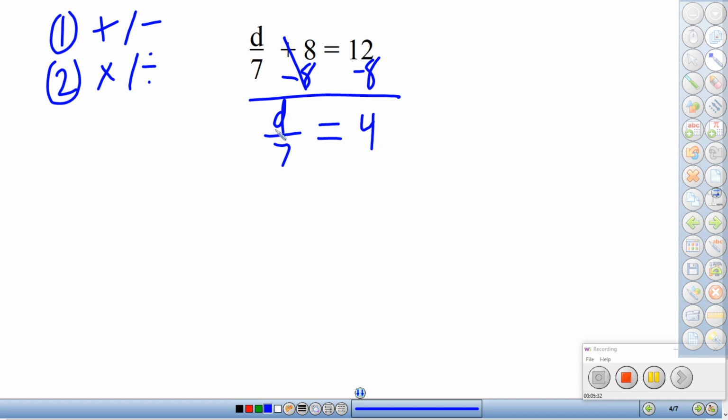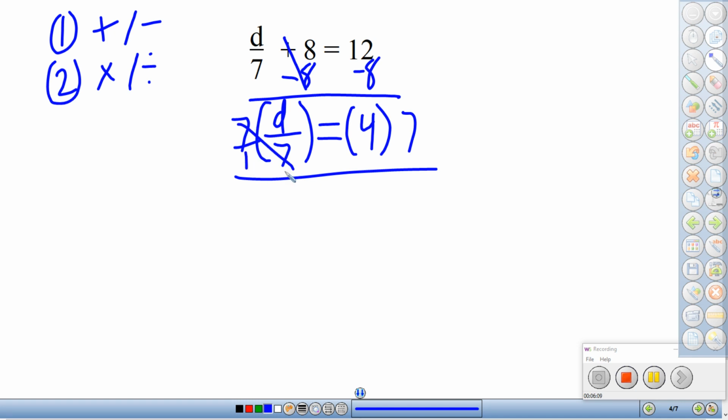Now, in the previous two examples, we always divided because we had multiplication with the variable. This time, the variable is being divided by 7, so we're going to multiply by 7. And then we do the same thing on the other side. Now, this 7 over 1 is multiplied by the d over 7, and those 7's just cancel out, giving us d over 1, or again, just d. On the other side, 4 times 7 gives us 28. So our answer again will be 28.